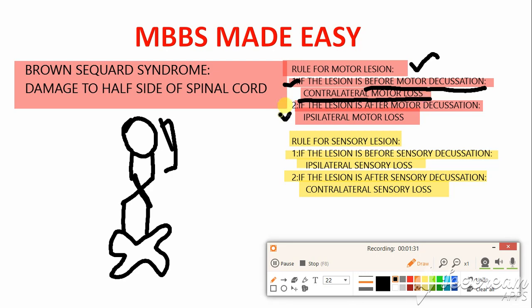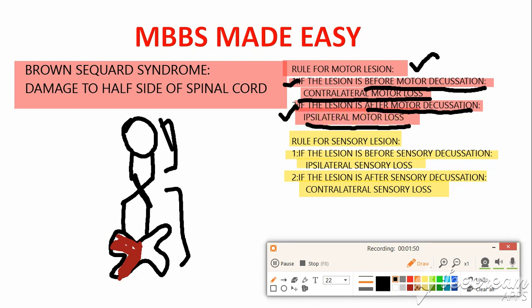And rule number 2 states that if the lesion is after motor decussation, meaning anywhere from the caudal medulla down to the spinal cord, as in the case of Brown-Séquard syndrome, in which half side of the spinal cord gets destroyed, you will see classical ipsilateral motor loss, meaning same side motor weakness.